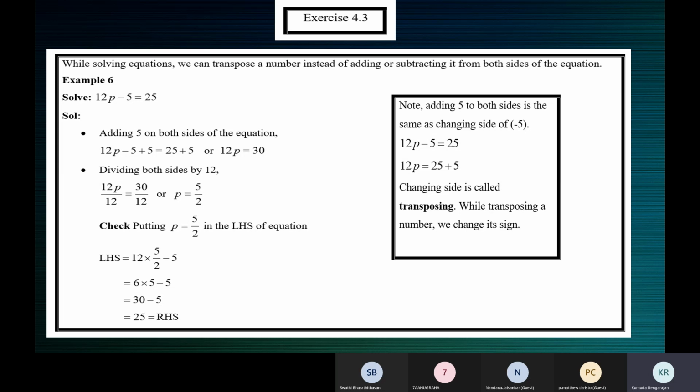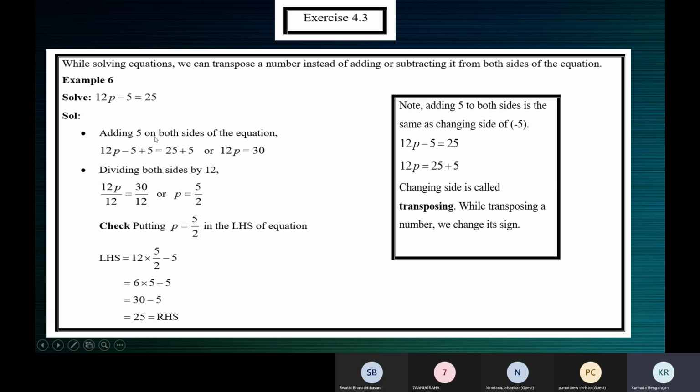So what you will be seeing now is solving an equation by transposing. While solving equations, we can transpose a number, that is, shift its side. If the term is in the LHS, you can take it to the RHS, or if it is in the RHS, you can bring it to the LHS. Changing the side of a term is called transposing. So we can transpose a number instead of adding or subtracting it from both sides of the equation. You can see example 6.